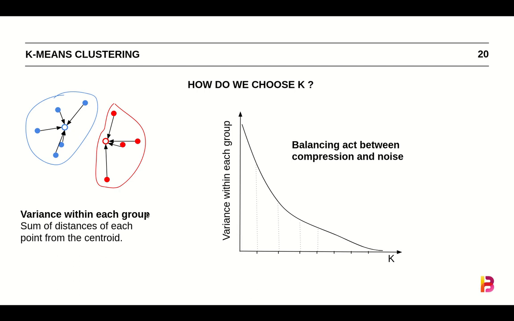Now, given we understand what k-means does, how do we choose the number of clusters? Typically, it's a balancing act between compression and noise. Let's say given all the observations, we choose k equal to 2. That means, regardless of the number of observations, even if these were 10 million, we can now represent these 10 million observations as just two broad groups. So we have compressed quite a lot of information into just two things, group 1 and group 2.